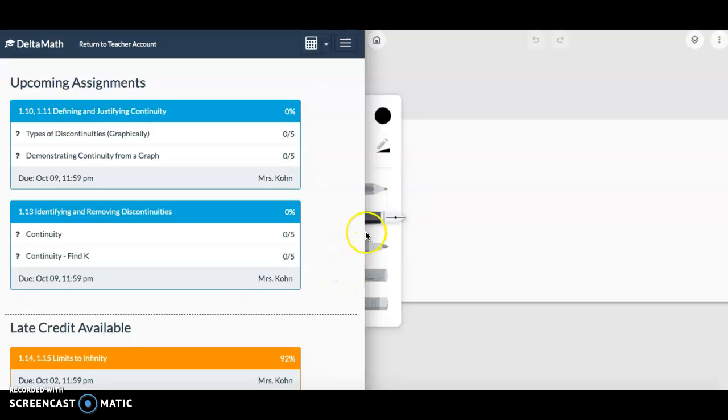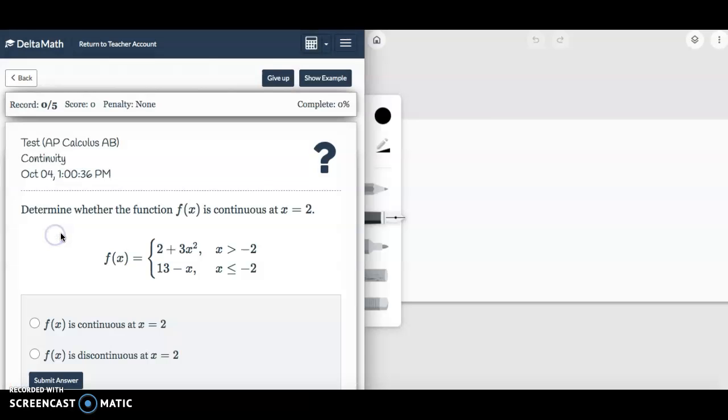All right, here is your DeltaMath help for the assignment 1.13, identifying and removing discontinuities. I'm just going to go through a couple of the problems and help you make sure your notation is correct for them. So let's get started.